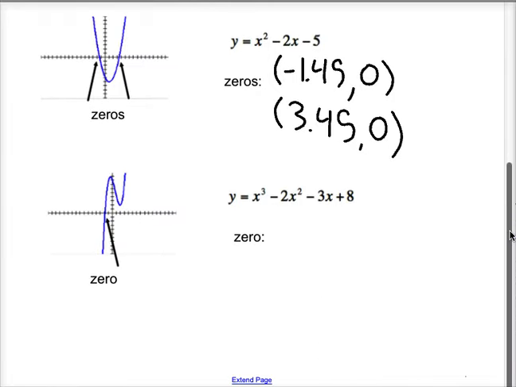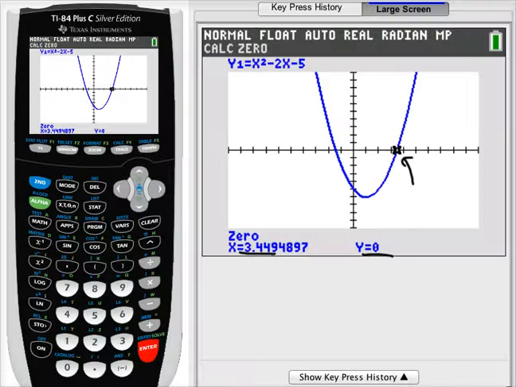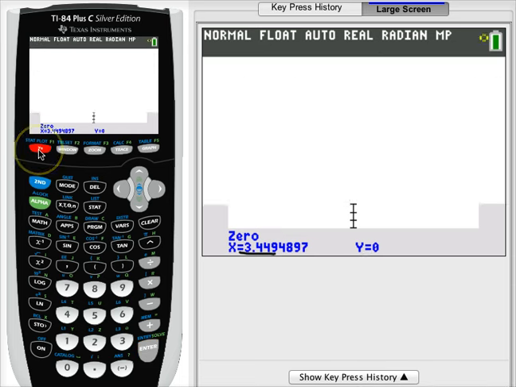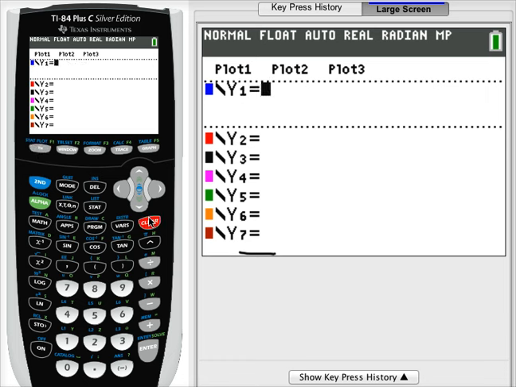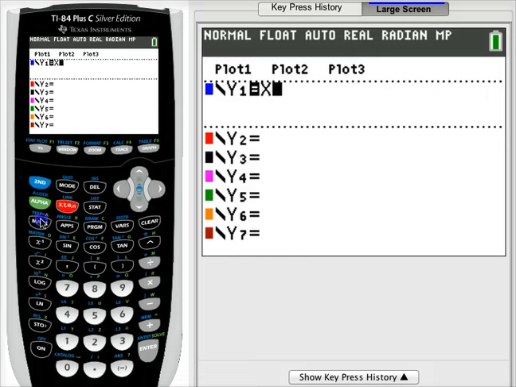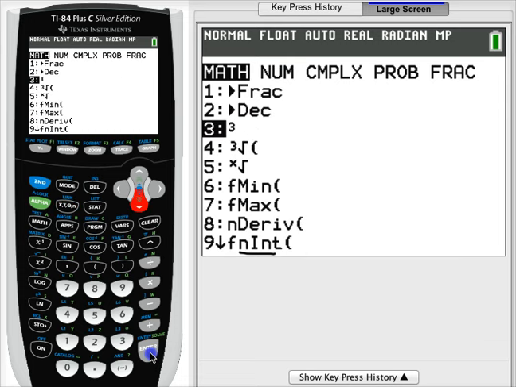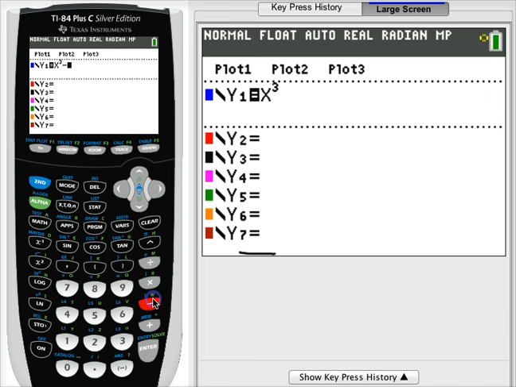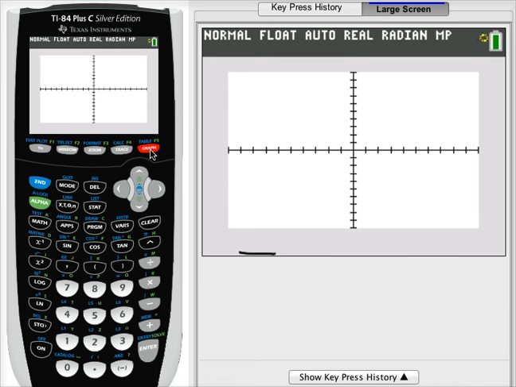I'm going to scroll down. Now, let's go back. Now, we are going to have to retype in that new formula. So I'm going to go into y equals, clear out what's there. Now I'm going to type in our new function, x cubed minus 2x squared minus 3x plus 8. Hit graph.